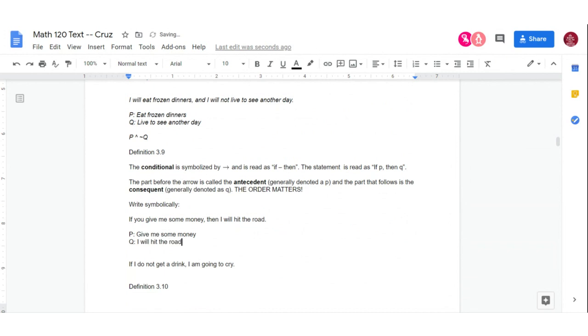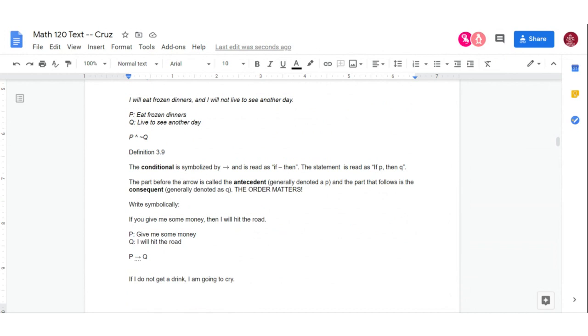All right. So there's our P and Q. Now, if I want to translate this one right here, if you give me some money, then Q. That one is pretty simple. There's no negations or anything in it. Questions about it? If we know these two things right here, if these are defined, then we can read that as, if you give me some money, then I will hit the road. Because the arrow is universal in that we understand what that stands for. So we can read it as such.